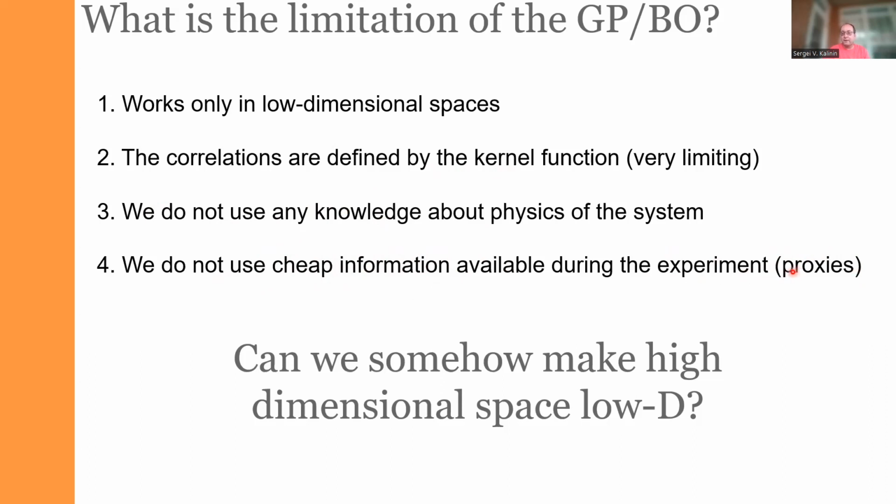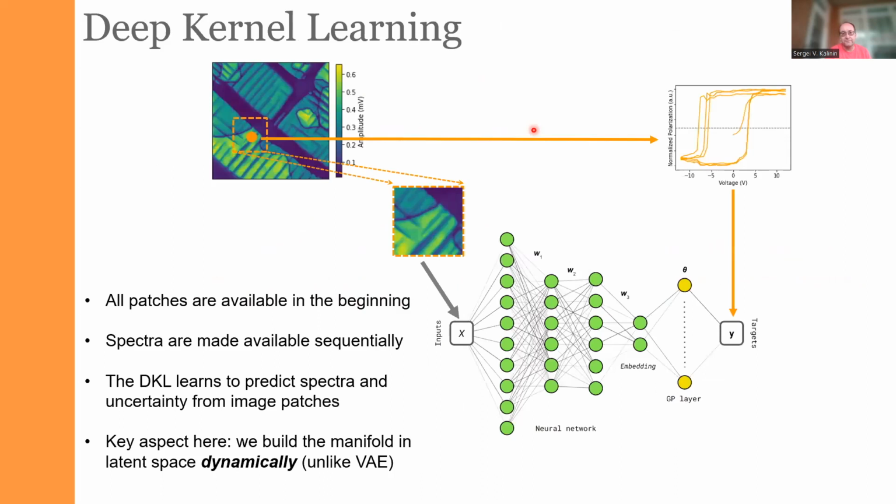But then the question becomes, if our proxies are high dimensional, how do we deal with the fact that GP works well only in low D spaces? And this is exactly where deep kernel learning comes into play. So what is deep kernel learning and how does it work?